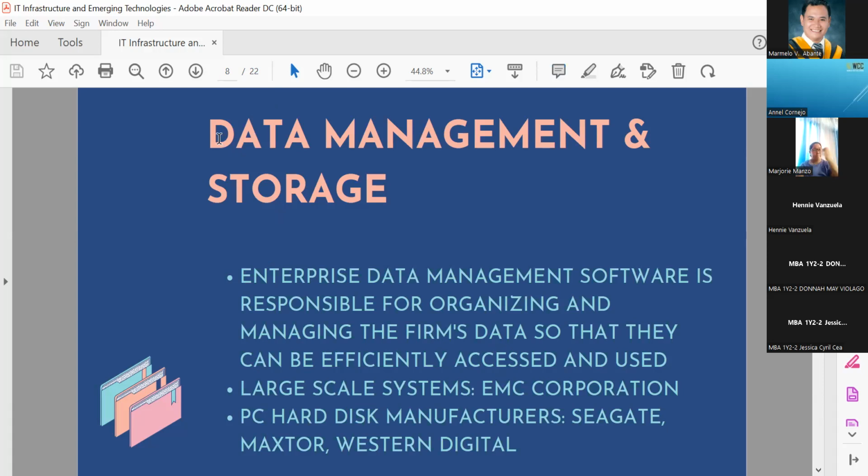Again, by the name itself, part of our IT infrastructure is the data management and storage. Pwede itong large scale. Sino yung producer of large scale data management storage systems? This includes the EMC Corporation. For us na small users, halimbawa, we have the PC hard disk manufacturers like, alam nyo to, meron nagtitinda nito sa Lazada, the Seagate, Maxtor, and Western Digital.